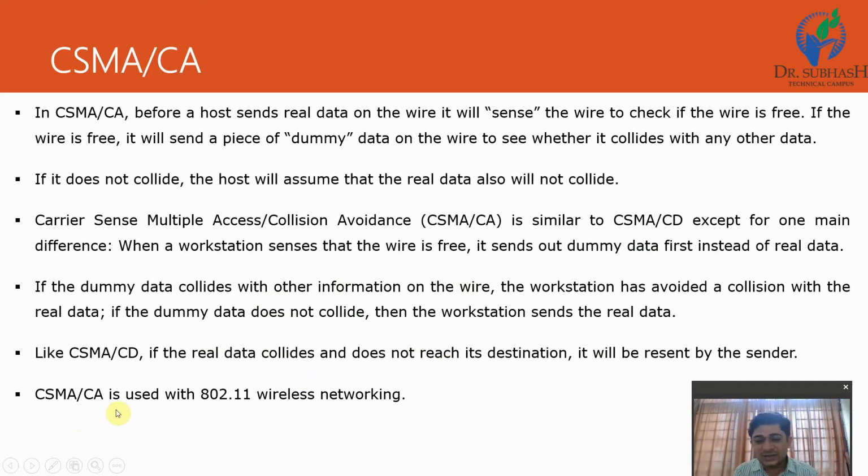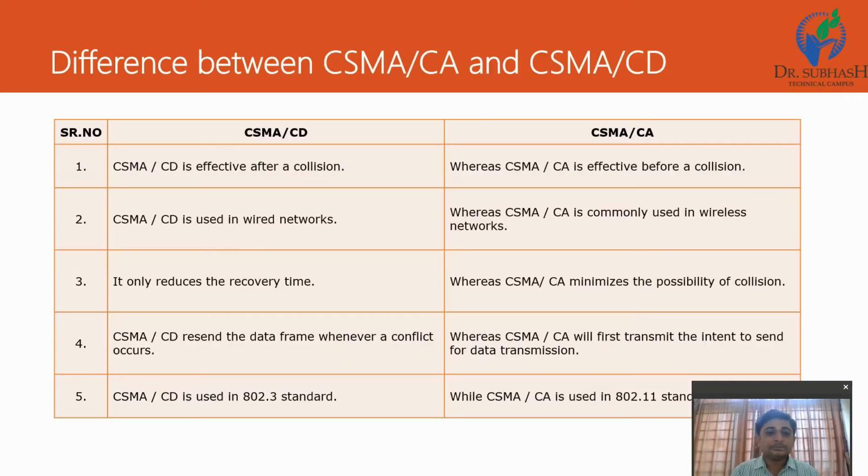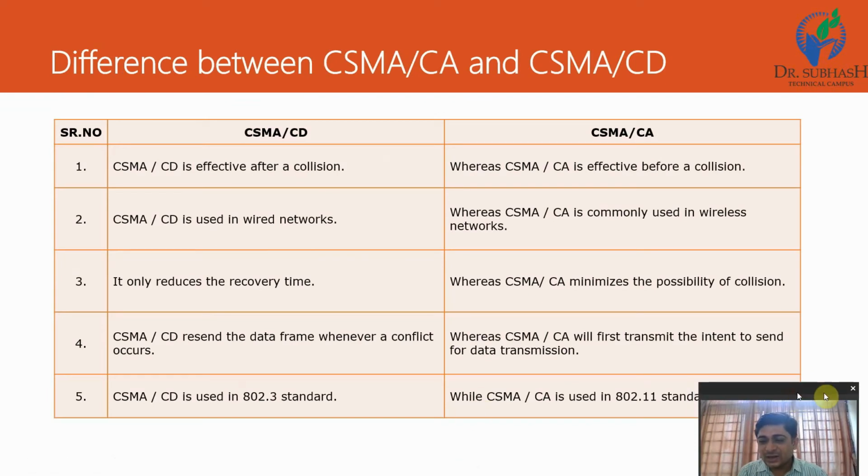And CSMA/CA is used in 802.11 wireless networks. 802 is our group of networking standards. There are so many children of 802: 802.1, 802.2, 802.3, 802.11 and 802.13. A wireless network uses 802.11. What are the differences between CSMA/CD and CSMA/CA?